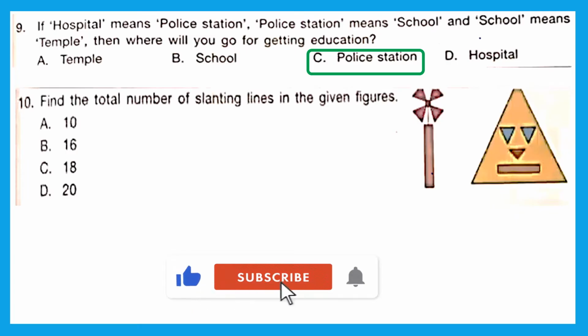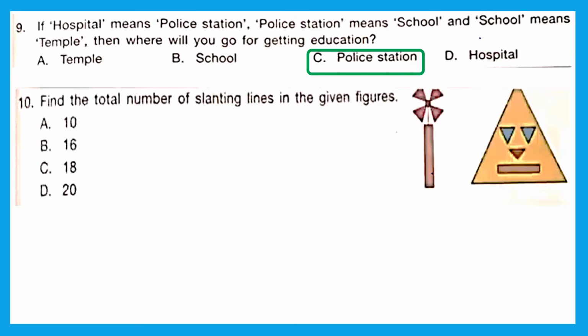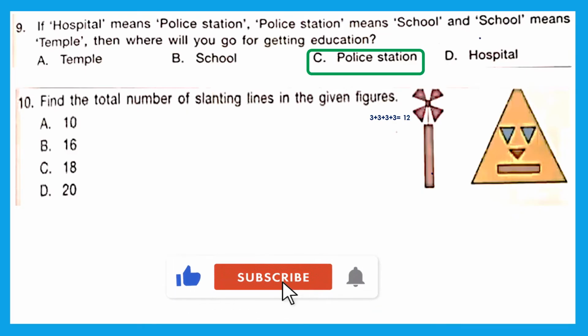Question 10. Find the total number of slanting lines in the given figure. So let's see the first figure. Here in each triangle we have 3 slanting lines. Okay. So how many triangles are there? There are 4 triangles and 4 into 3 is 12. So in total 12 slanting lines. And then let's see the second figure.